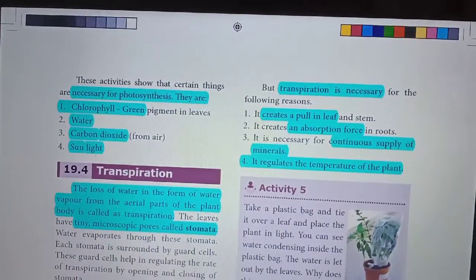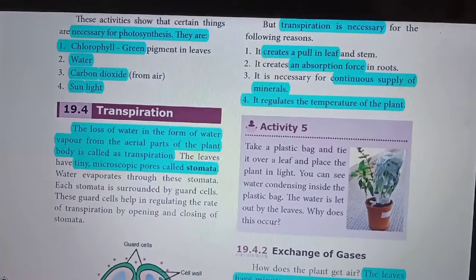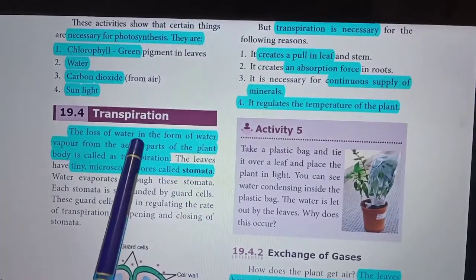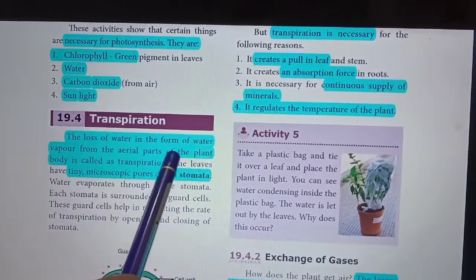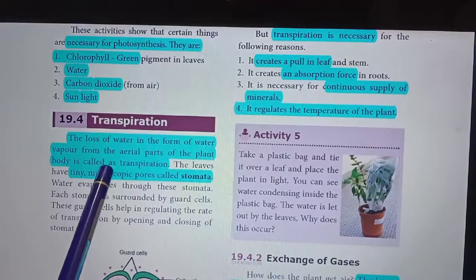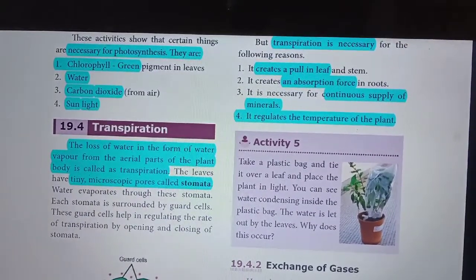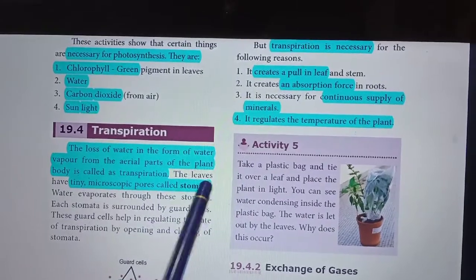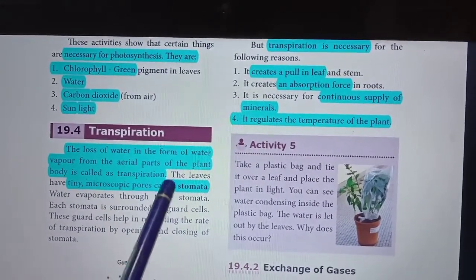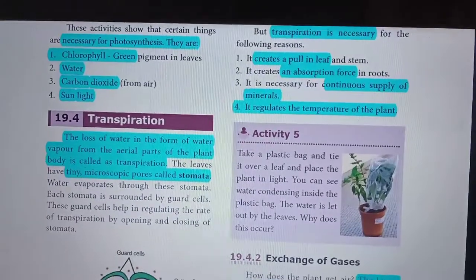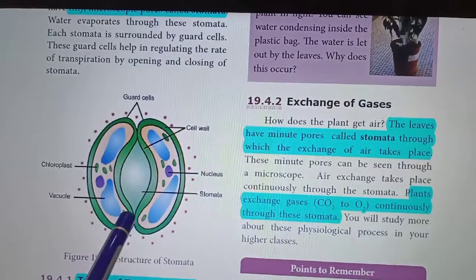And the next topic we are going to see is transpiration. What is transpiration? The loss of water in the form of water vapor from the aerial parts of the plant body is called transpiration. Always transpiration takes place through the leaves. The leaves have tiny microscopic pores called stomata. This is the diagrammatic representation of the structure of a stomata. This is very important.